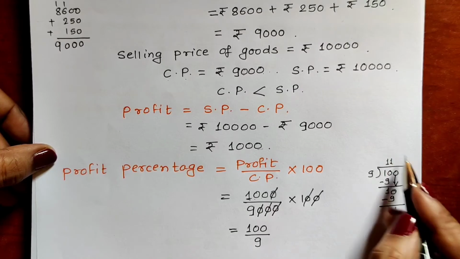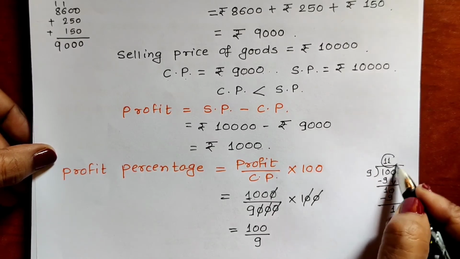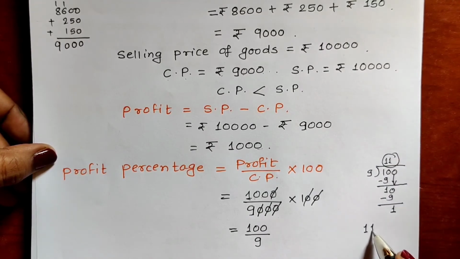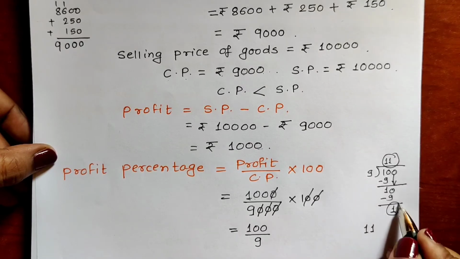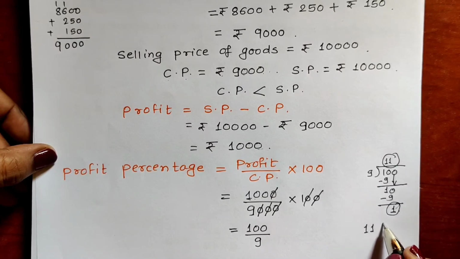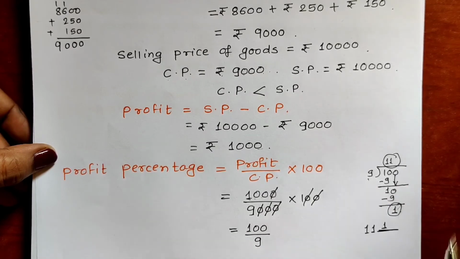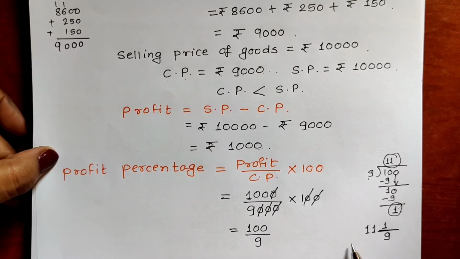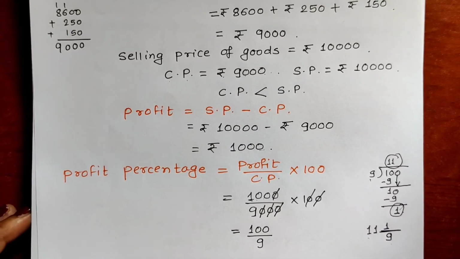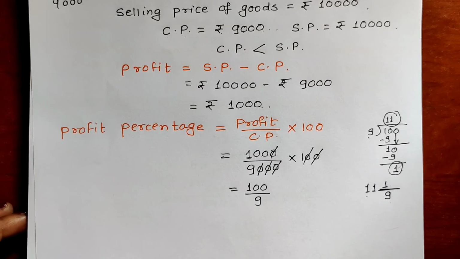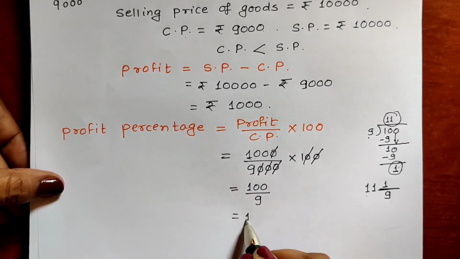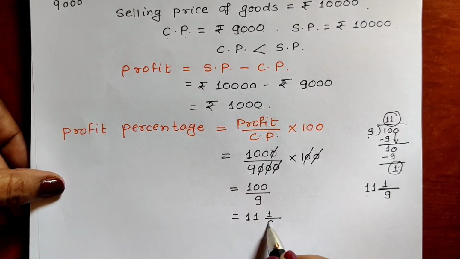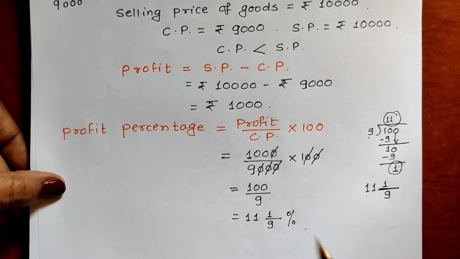Now how to write it in the mixed fraction? This 11 we have to write as the integer. This remainder 1 we have to write as the numerator, and this divisor 9 we have to write as the denominator. So the answer is 11 integer 1 upon 9. So let us write here: the answer is 11 integer 1 upon 9 percent.